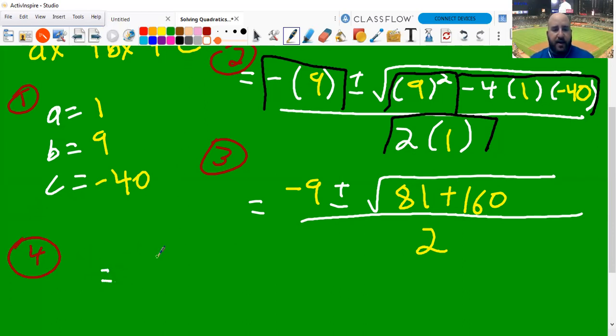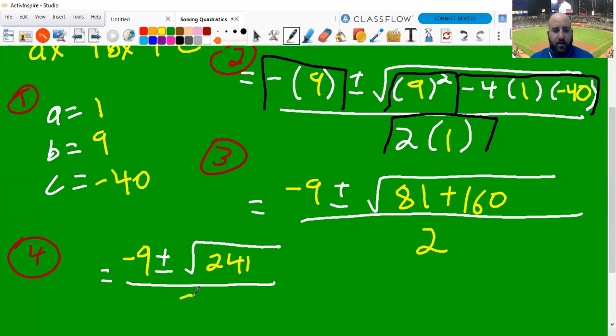So I got -9 plus or minus. Again, I'm kind of doing this just since I have to switch colors. So -9. Sorry, this pen is kind of glitchy sometimes. -9 plus or minus the square root of 81 plus 160 is 241 over 2. So again, now look at 241.